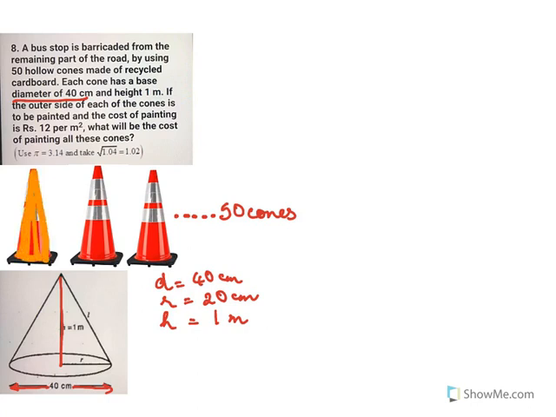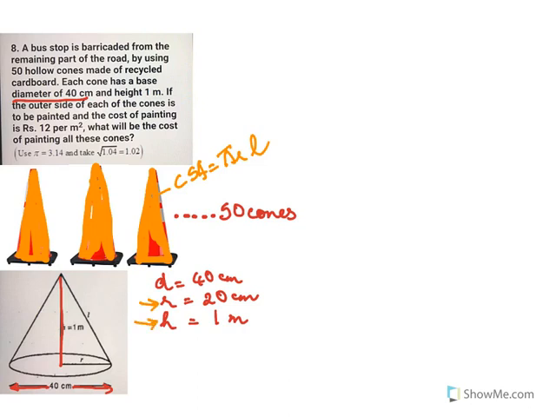You will agree we require what? Not volume, we require surface area. And you will agree we require the CSA of these cones, which is pi RL. The R is given to us and the H is given to us. This L, however, is not given. So we need to find our L.